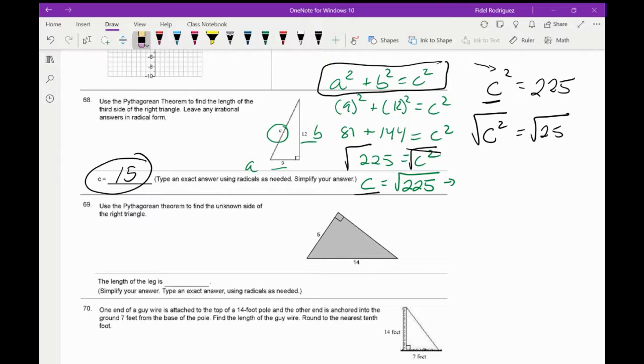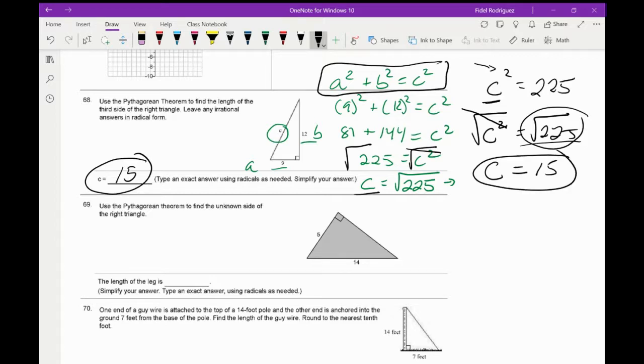On both sides. And what ends up happening is this square and that square root cancel each other out. And then we take the square root of 225. So remember what the square root means. The square root means what number times itself gives me 225, and we come up with 15.